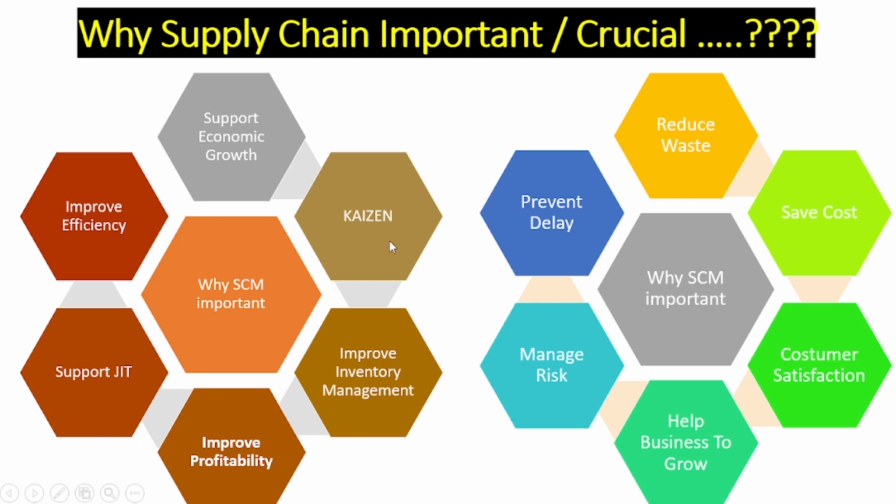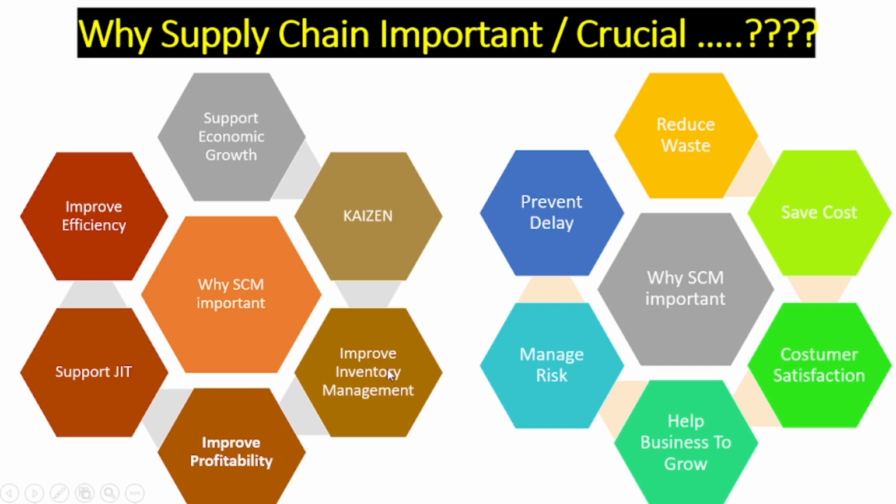If there's continuous improvement in anything, especially in a supply chain, the chances of error become lesser. If the chances of error become lesser, the productivity of the work increases. So that's why Kaizen is very important in the supply chain.